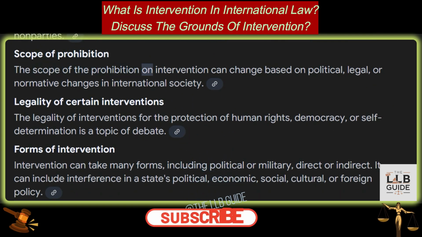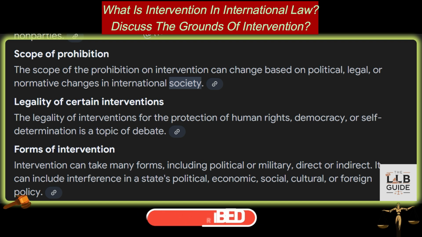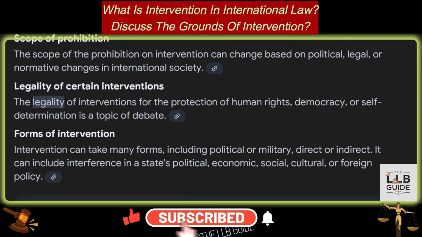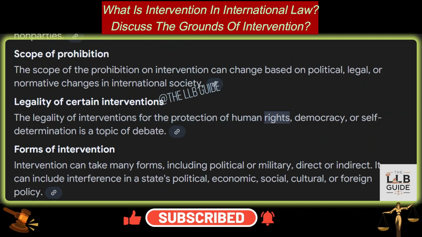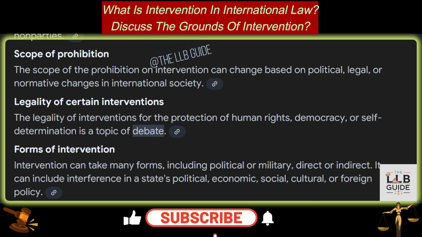3. Scope of prohibition. The scope of the prohibition on intervention can change based on political, legal, or normative changes in international society. 4. Legality of certain interventions. The legality of interventions for the protection of human rights, democracy, or self-determination is a topic of debate.